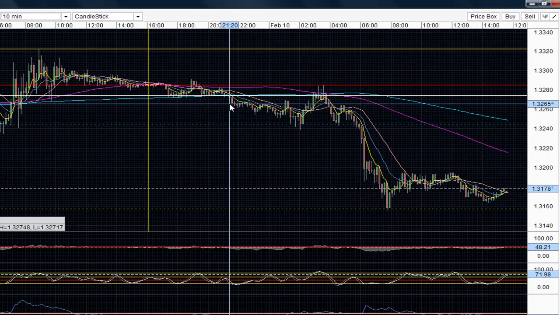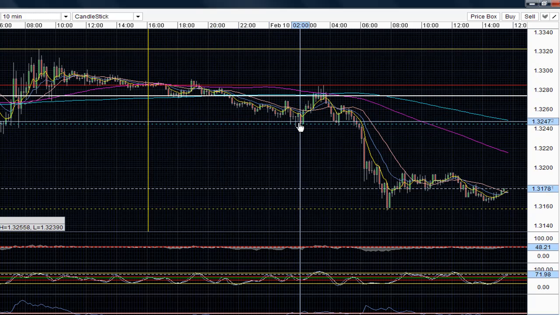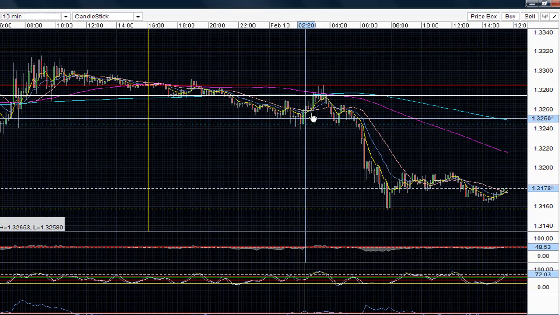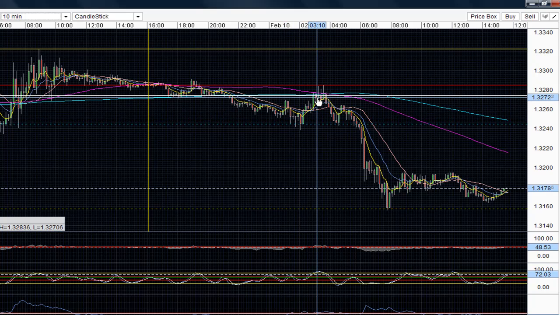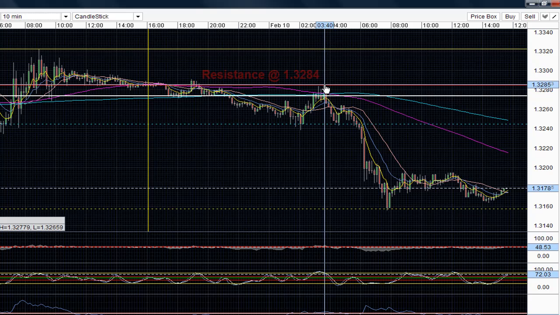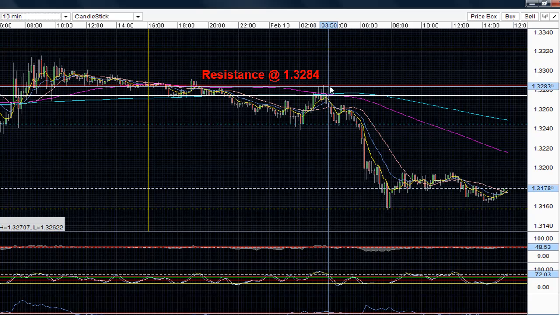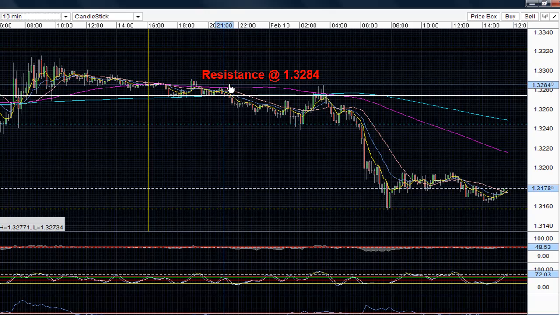So you can see how price fell and it found support here at this 1.3240 zone, and it retraced back up and broke through our daily pivot to reach this resistance here at 1.3284. Now if you had a chance to watch the technical analysis video from yesterday, you would have heard me mention this zone of resistance around 1.3284, and you can see it marked by this red horizontal line here.